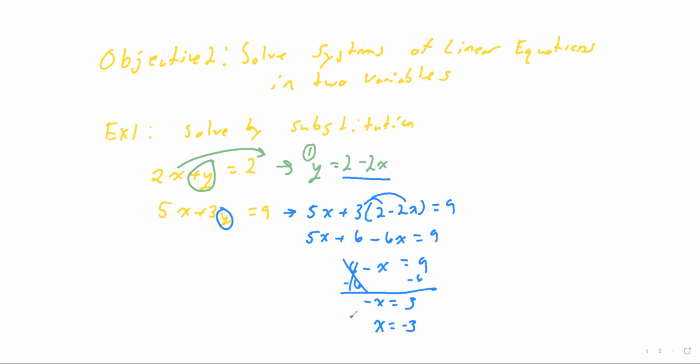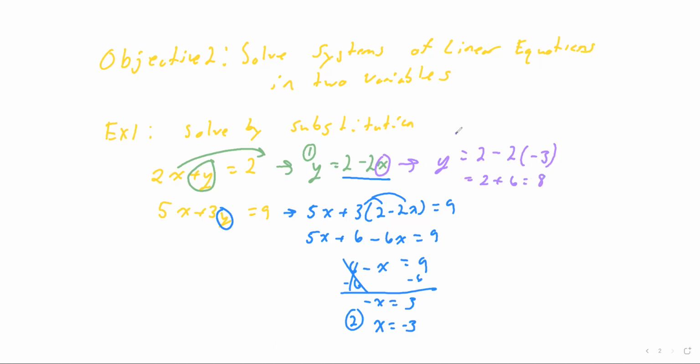So this is now step 2, solve for x. And the third and final step: go back to the equation that you solved for, and now plug in the value of the other letter to solve for that one. So this becomes y equals 2 minus 2 times negative 3. And I can see that this will be 2 plus 6, which is equal to 8.